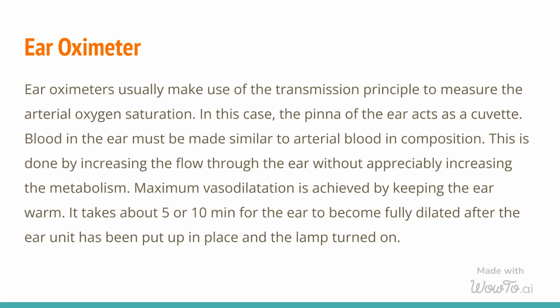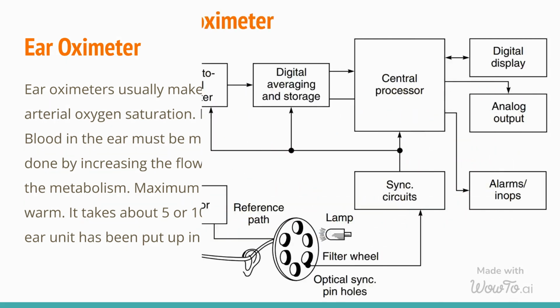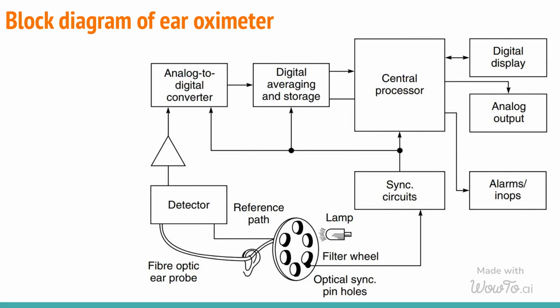The device is also useful for athletes and individuals at high altitudes to track their oxygen levels during physical activity or altitude changes. Overall, ear oximeters play a crucial role in assessing the respiratory health and well-being of individuals in various settings. The images show the block diagram of the ear oximeter.